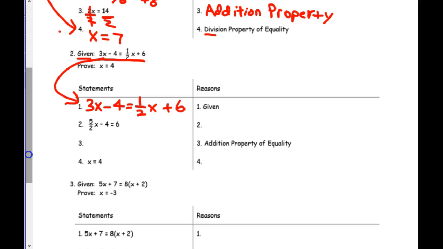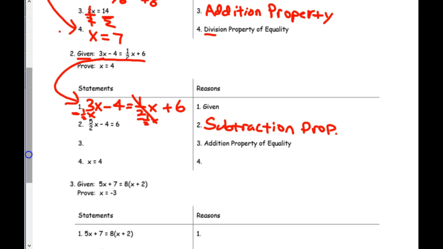Okay, let's start over. When x is on both sides, we get rid of the smaller x, right? So the smaller x is 1/2. So write minus 1/2 x, minus 1/2 x. 3 minus 1/2 is 5/2. Okay? So what did I just do that I need to write right here? Subtraction. So I need to write subtraction property. I'm going to abbreviate property as prop.